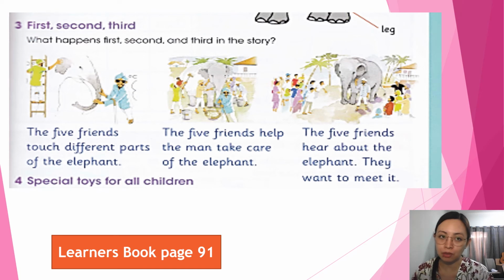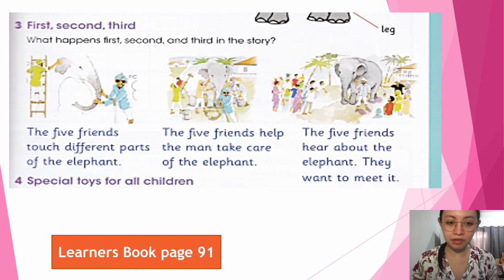Learner's book, page 91, you will find these pictures. So first, second, third. So we have to arrange the correct sequence or the correct part of the story. So remember, we studied the story yesterday. So it's about the 5 friends, okay, who were blind and they want to know the elephant. So the elephant, okay, what they did with the elephant is they used their sense of, what is this? Sense of touch. Okay, so what happened first, second, and third in the story?